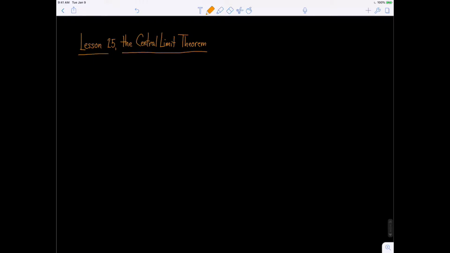Here we go. We're going to begin with this. Consider the data set. Consider the set of data 2, 4, 6, and 8. We're going to first make a histogram of this.